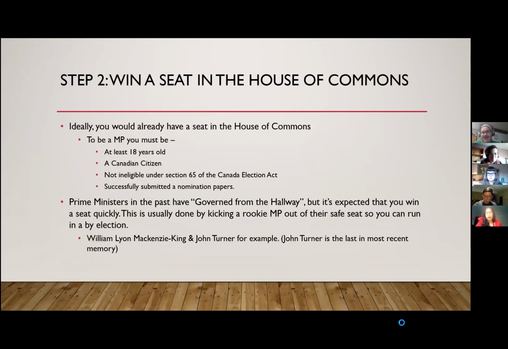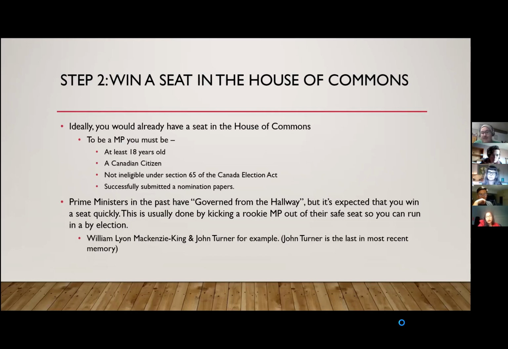Ideally, you would already have a seat in the House of Commons as an MP, but if you are not, you now need to go win a seat in the House of Commons. You have to be 18 years old, a Canadian citizen, not ineligible under Section 65 of the Elections Act, and also successfully submit nomination papers. That's a lot of paperwork and signatures from people in your riding who are supporting your run to be that MP.